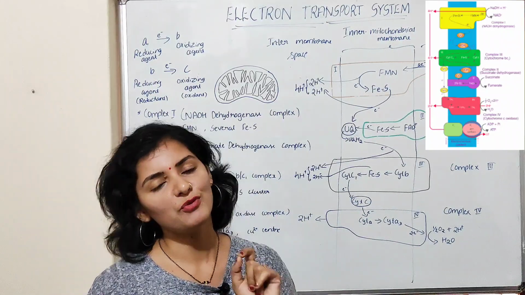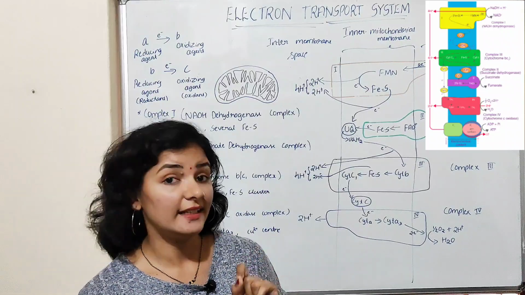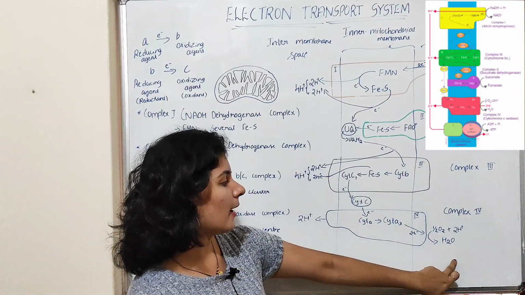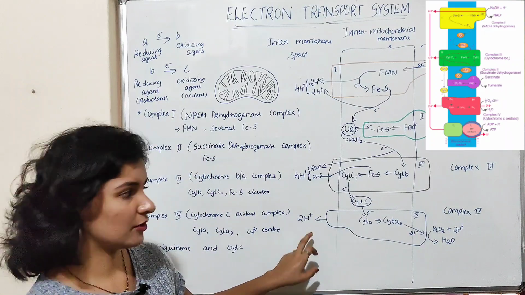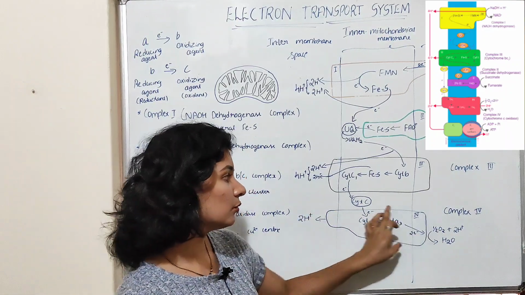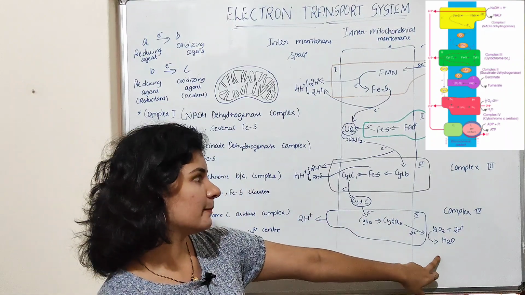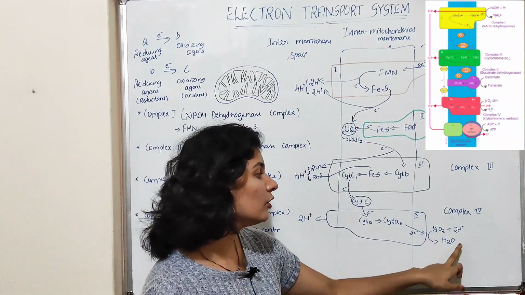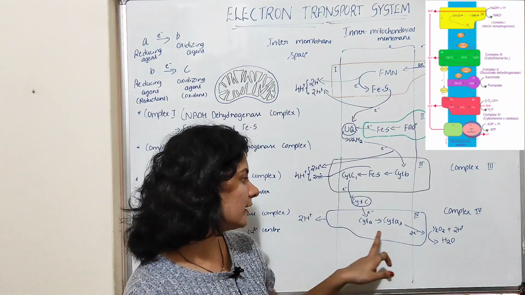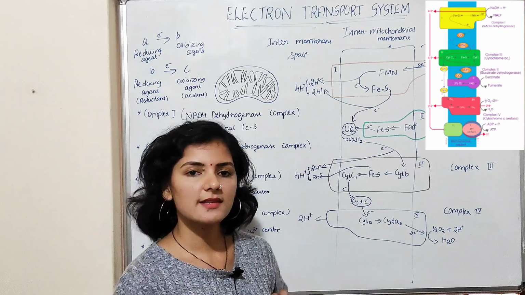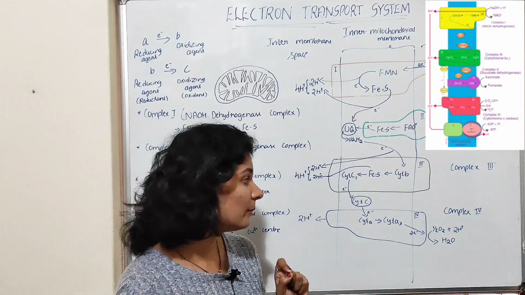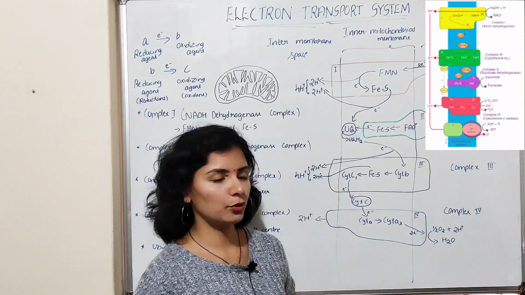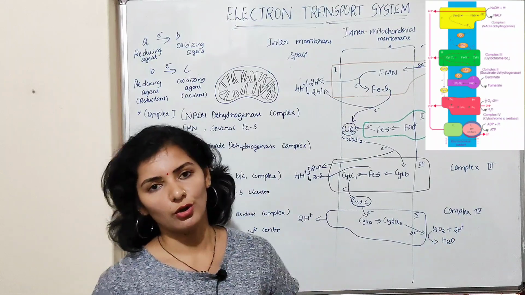Meanwhile, there is a release of a small amount of energy, and that energy is utilized for pumping 2 protons from the matrix to the intermembrane space. So through complex 4, 2 protons are pumped from the matrix to the intermembrane space and a molecule of water is produced with the help of the cytochrome A and cytochrome A3 complex, which will bring together 2 electrons, 1 oxygen atom and 2 protons to produce a molecule of water.